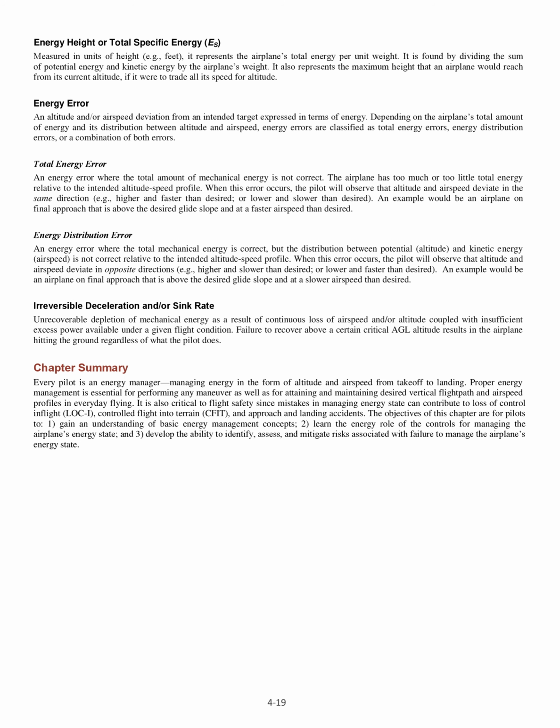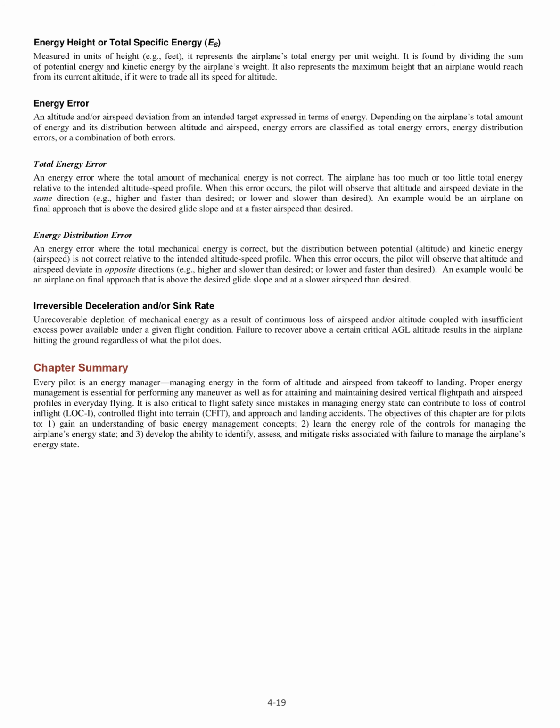Energy error: an altitude and/or airspeed deviation from an intended target expressed in terms of energy. Depending on the airplane's total amount of energy and its distribution between altitude and airspeed, energy errors are classified as total energy errors, energy distribution errors, or a combination of both errors. Total energy error: an energy error where the total amount of mechanical energy is not correct. The airplane has too much or too little total energy relative to the intended altitude-speed profile. When this error occurs, the pilot will observe that altitude and airspeed deviate in the same direction, for example, higher and faster than desired, or lower and slower than desired.